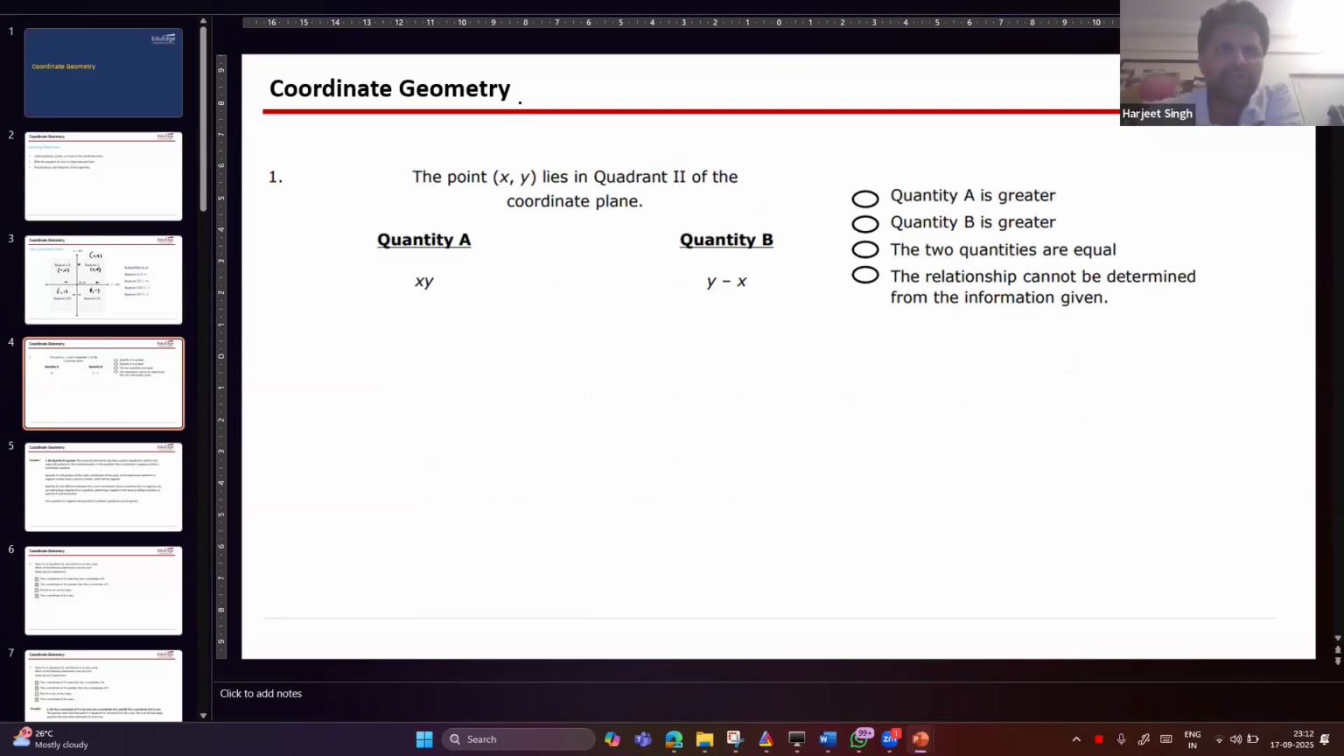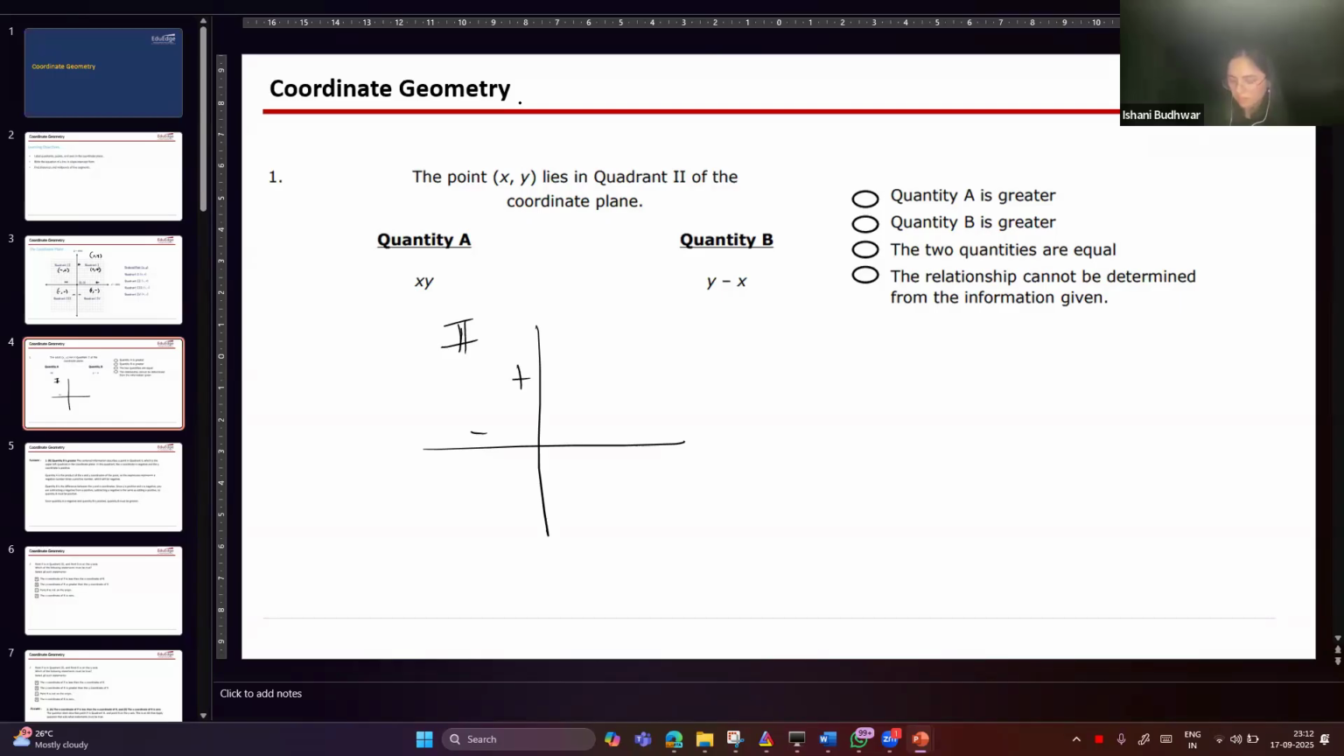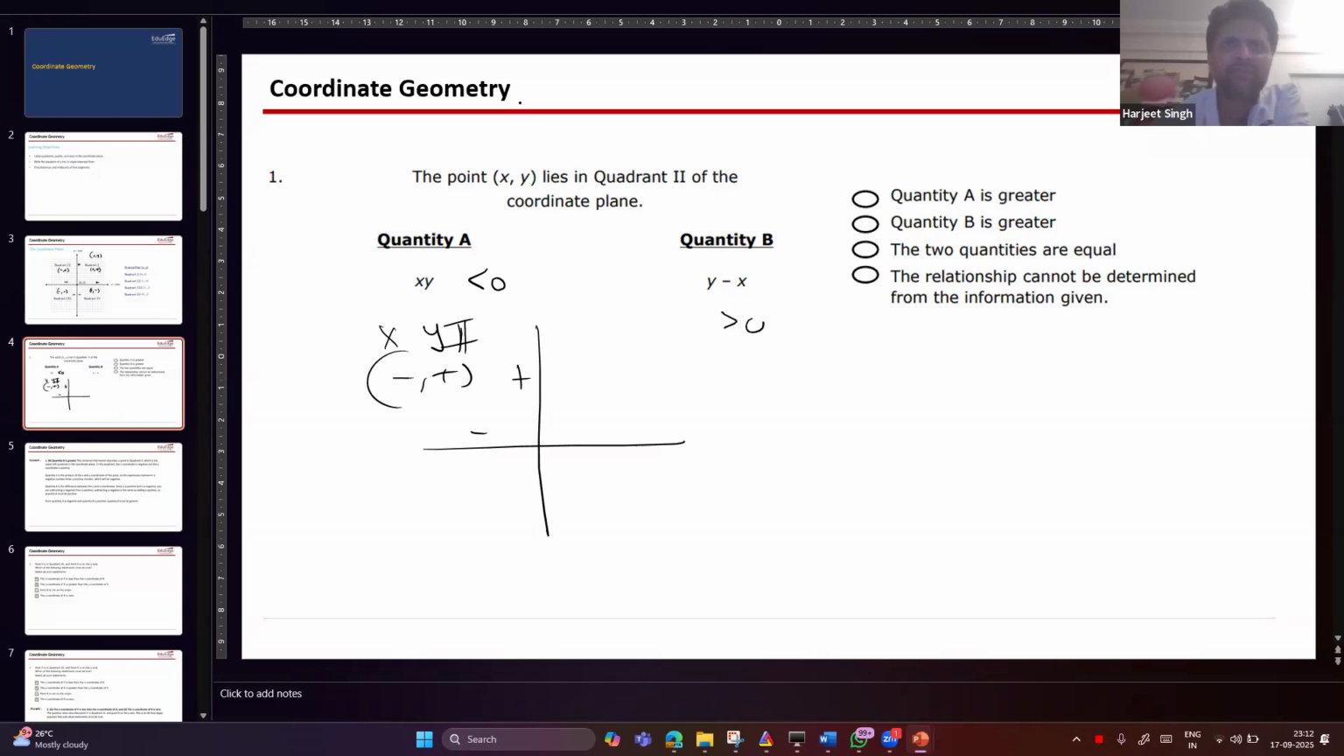So first question: XY lies in the second quadrant. Can I say the second quadrant is this, where X is negative, Y is positive? So minus comma plus is X and Y. So XY is negative and Y minus X is positive. So the answer is B is greater than A. So simple: negative, positive, product and difference.